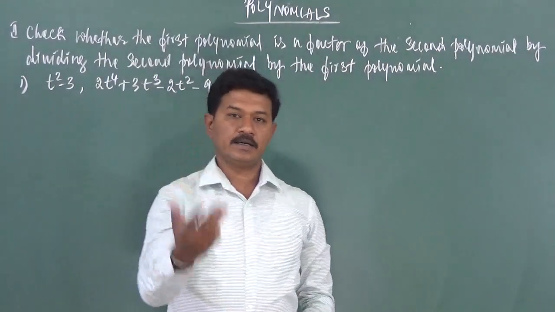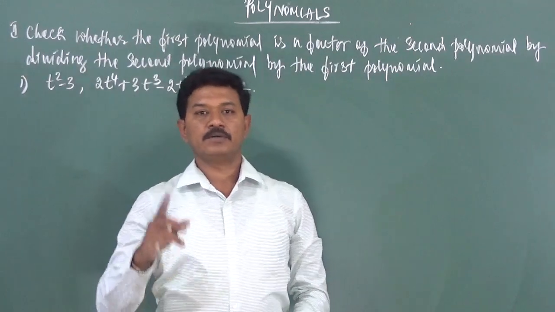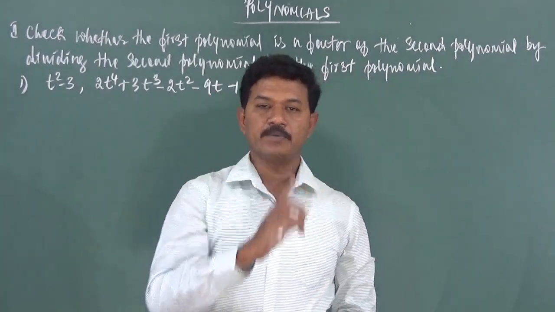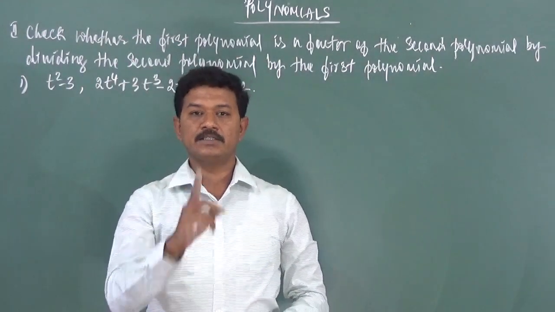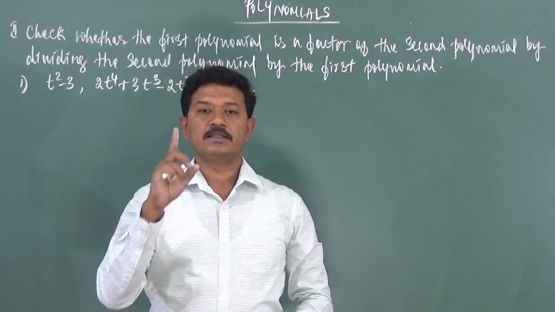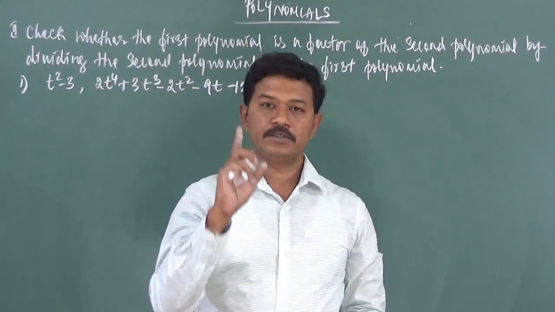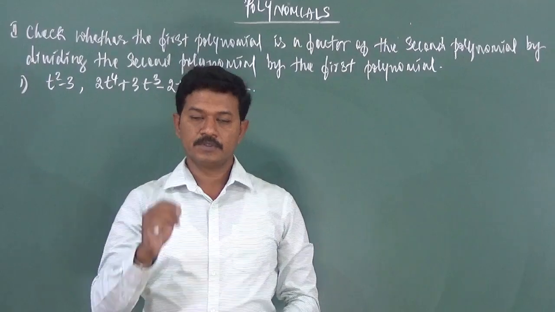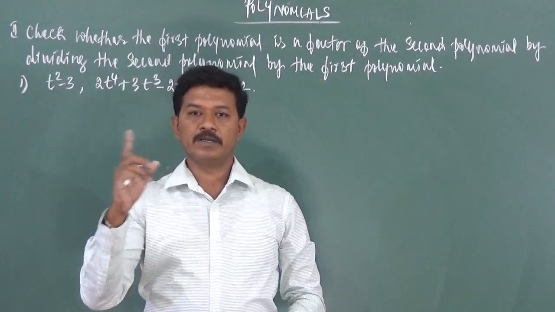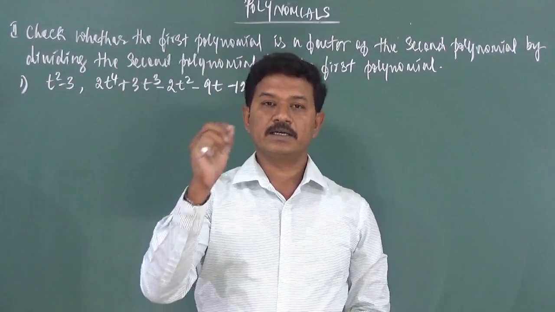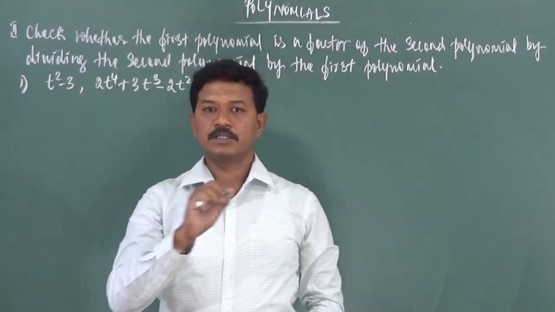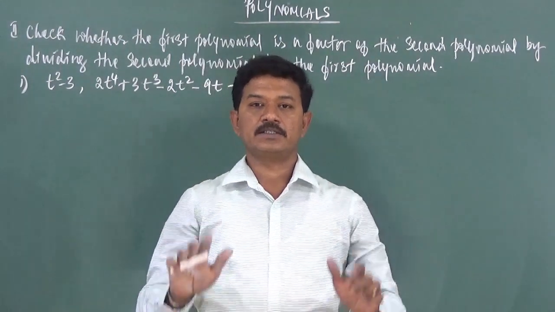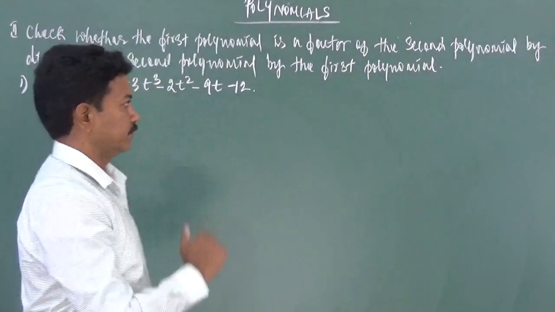These things I had already discussed in the previous sessions. So once again I will tell you, if the first polynomial has to become a factor of the second polynomial, then when we divide the second polynomial by the first polynomial, the remainder we should get is equal to 0. If it is not equal to 0, then the first polynomial is not a factor of the second polynomial. It is that simple, right? So we'll go with the first problem here.